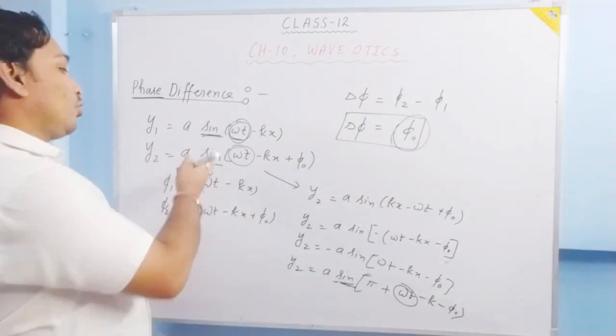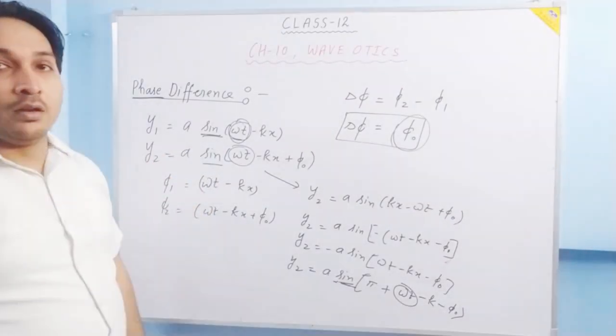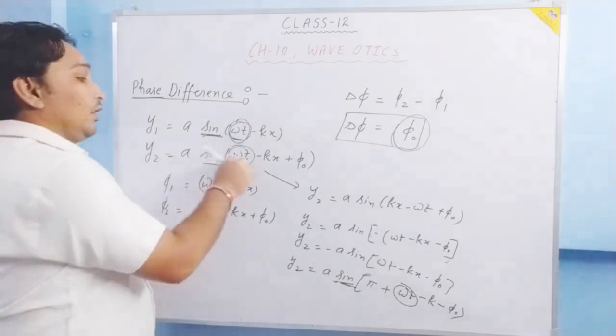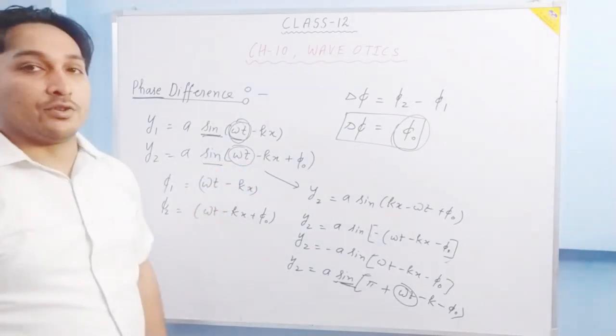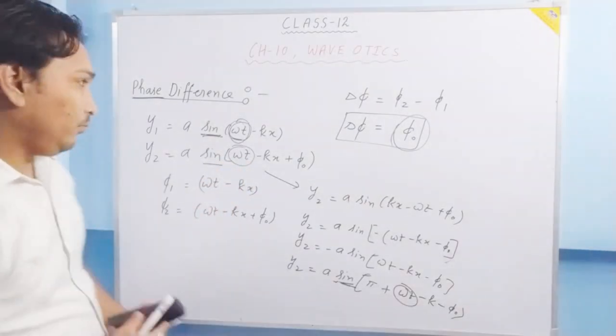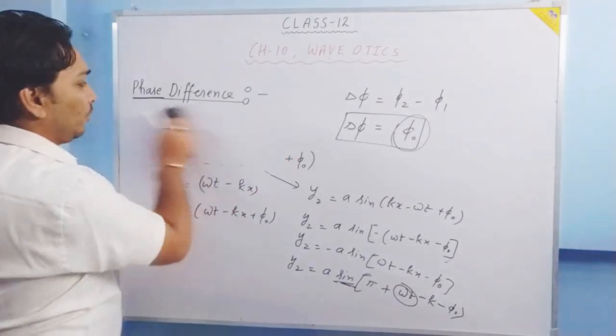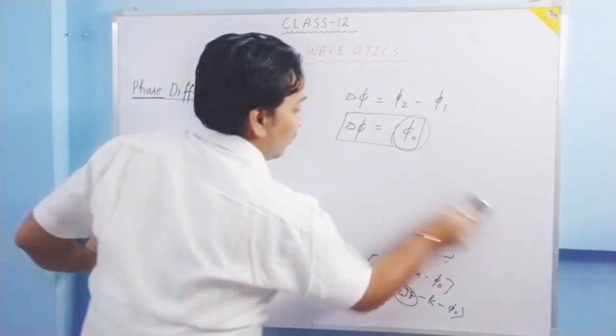If suppose it is cos, we have to make it sine, taking care of one thing, that sine of omega t should not change. Is it clear? So this is what the phase difference is. Okay.